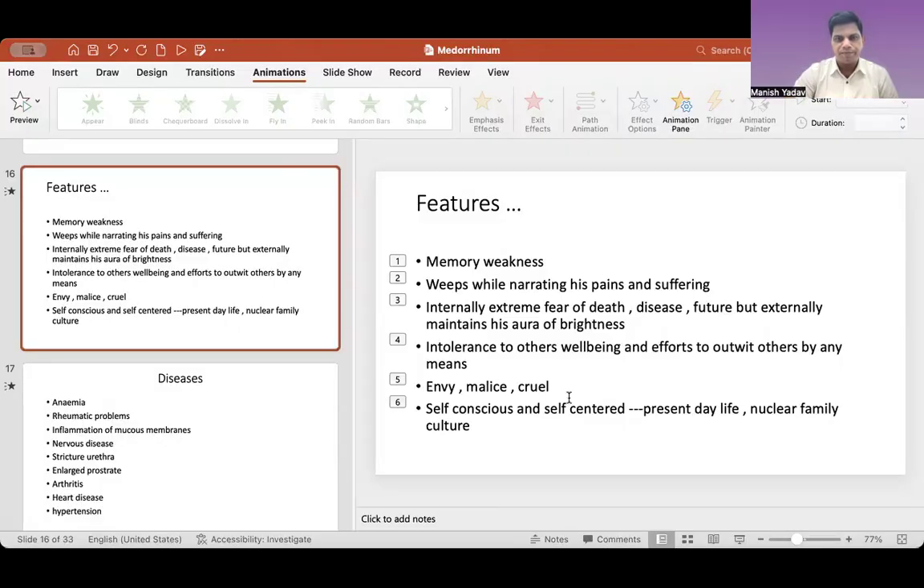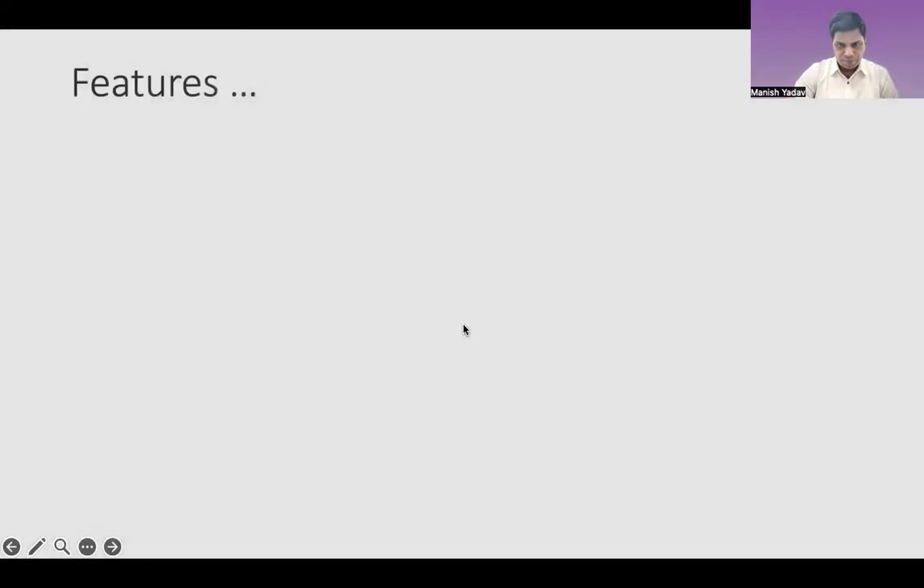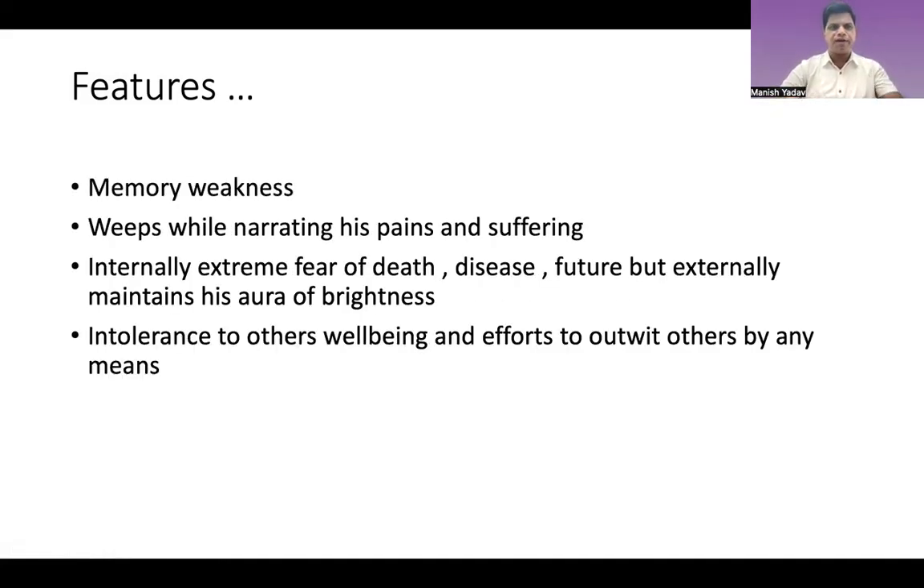Let me get back to it. So we talked about hereditary psychosis. We talked about general features. It's very simple, right? This is how, with these features, we can take help and diagnose Medorrhinum.